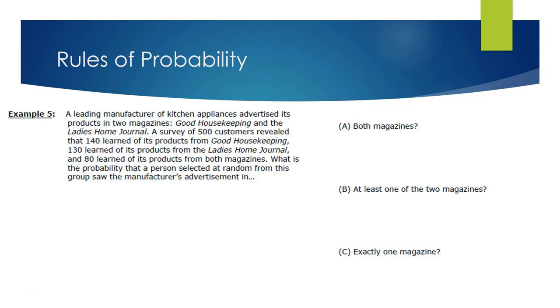What is the probability that a person selected at random from this group saw the manufacturer's advertisement in A, both magazines, B, at least one of the two magazines, or C, exactly one?